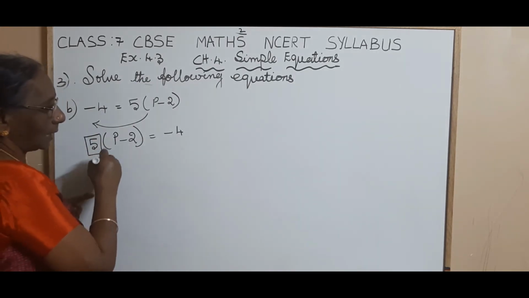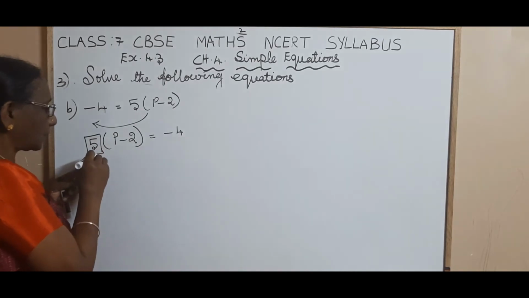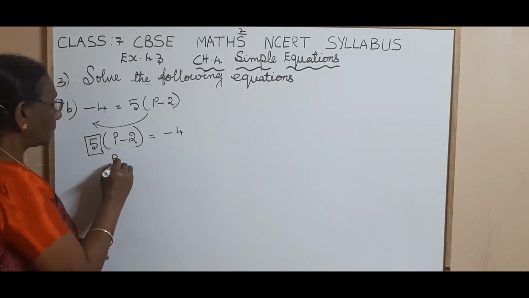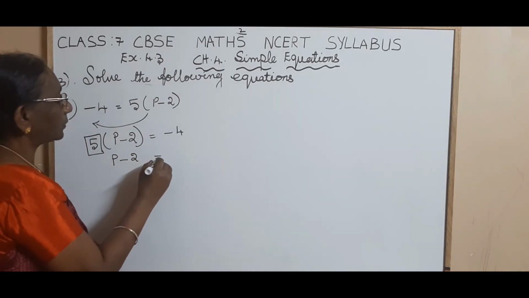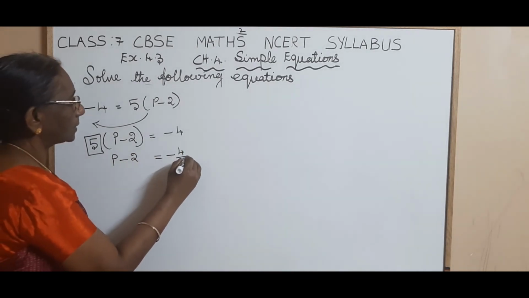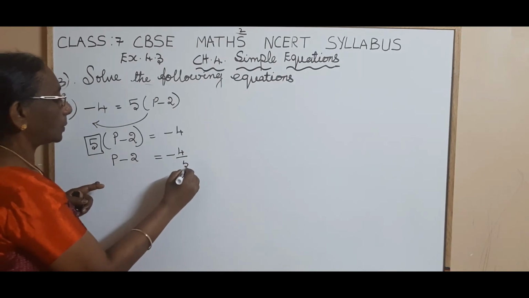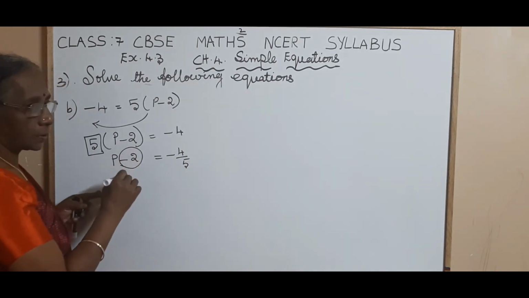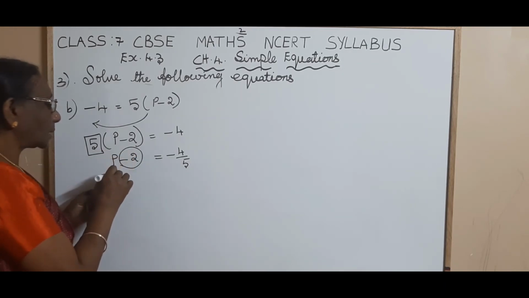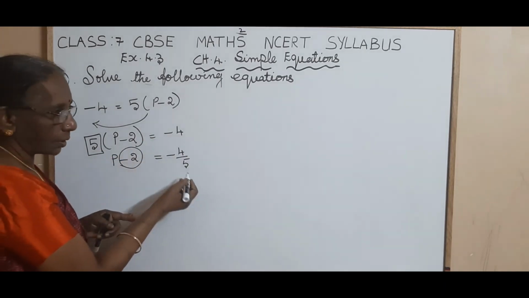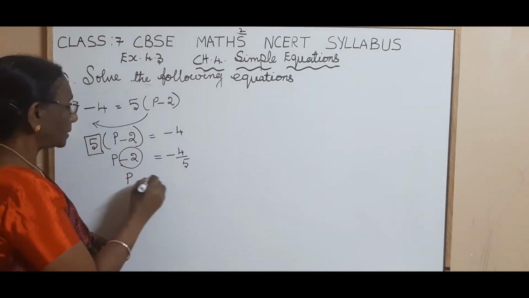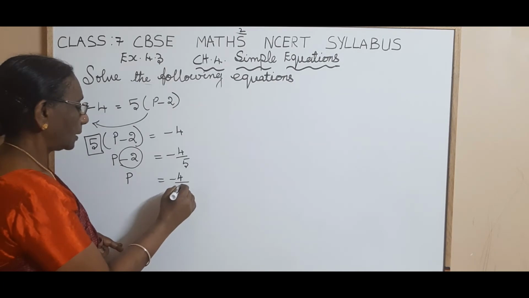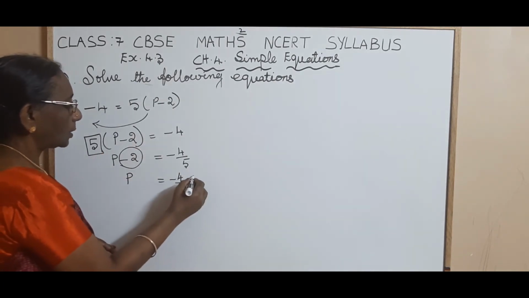Transpose 5 from LHS to RHS. It is multiplication. When it comes here, it will be division. P minus 2. So divide by 5 means multiply by the reciprocal of 5. So minus 4 by 5. Now you have to eliminate this minus 2. Transpose minus 2 from LHS to RHS. Therefore, P is equal to minus 4 by 5. So when it comes here, it will be plus 2.